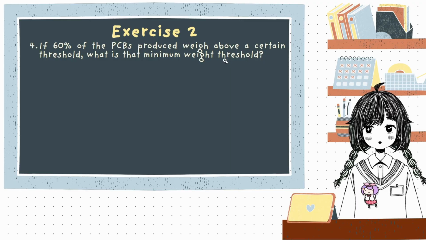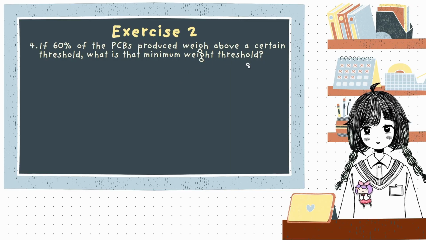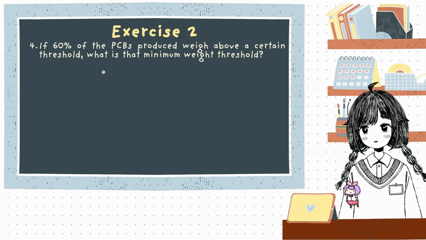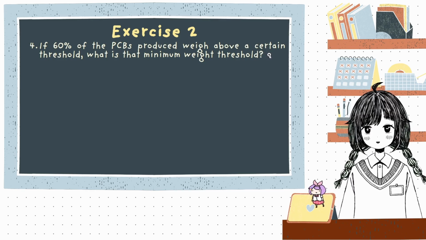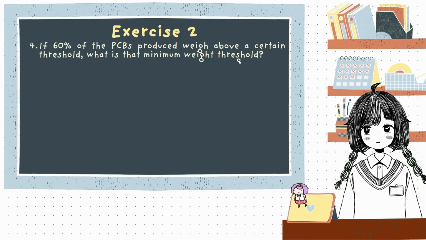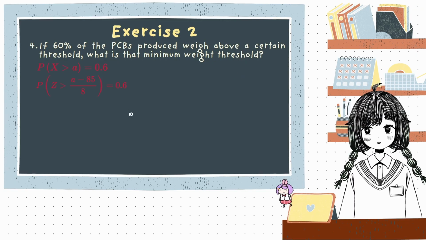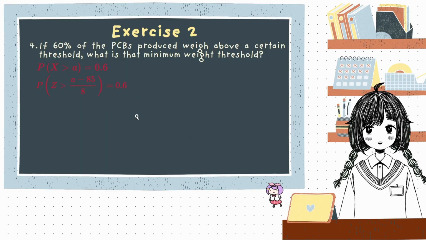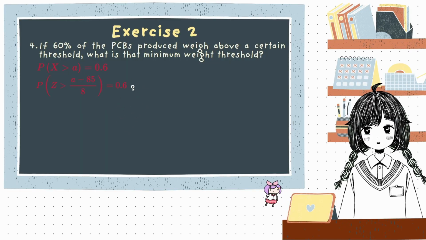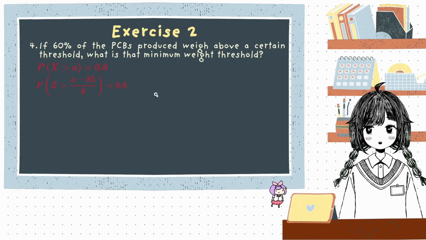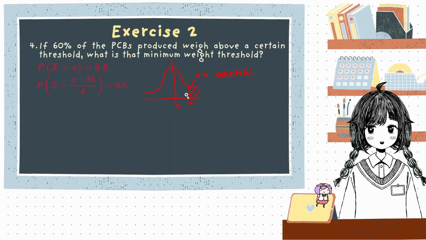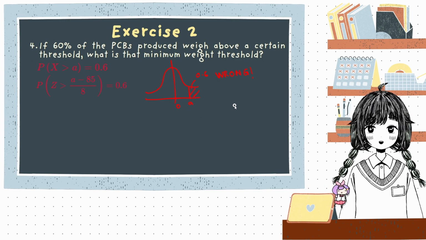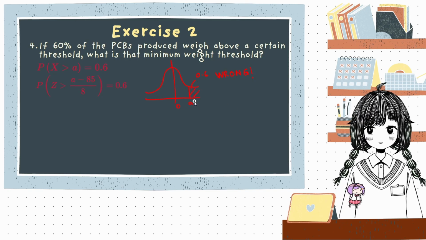Lastly, the final question. It's the same as question 3, but there's a slight twist to it. If 60% of the PCBs produced weigh above a certain threshold, what is the minimum weight threshold? Up to this point, it's exactly like question 3, but with our probability being 60% or 0.6. People usually stumble here as they assume that 0.6 or 60% is located here in the graph, which is wrong. This is due to a lack of understanding of the normal distribution.